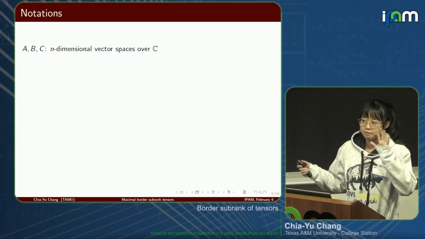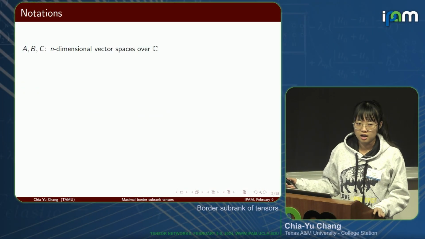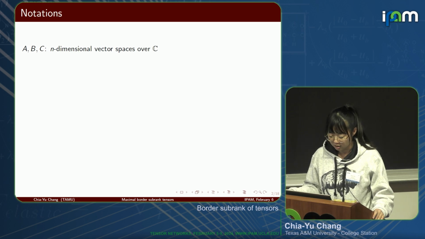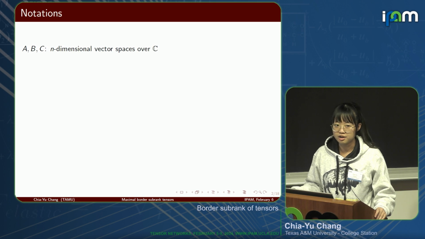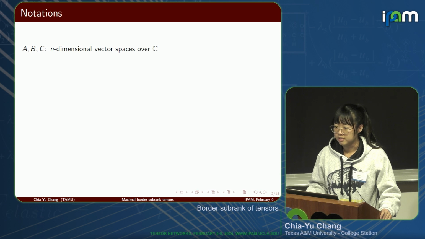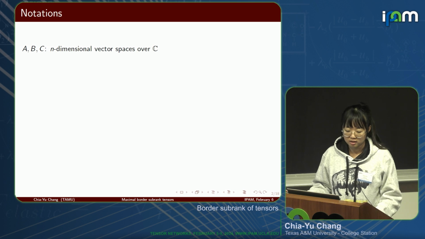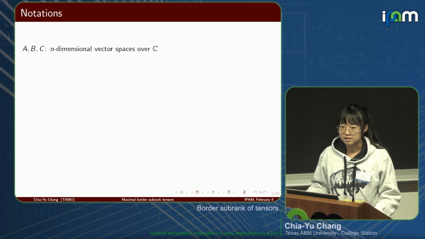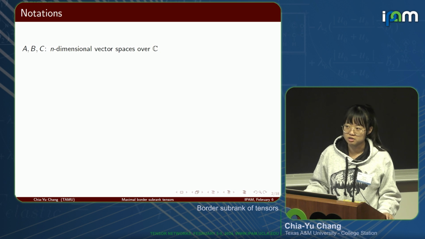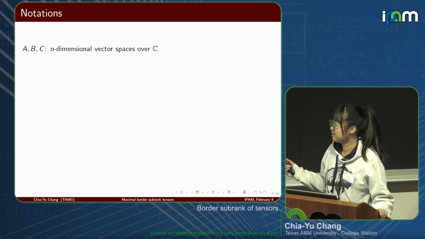In this talk, first I will introduce subrank and border subrank, and then I will talk about the motivation for why we care about subrank and border subrank. Then I will state a main theorem about the dimension of the set of all maximal border subrank tensors, and then sketch the proof of it by using the representation theorem and the invariance theorem.